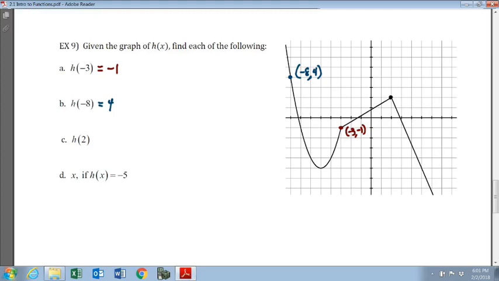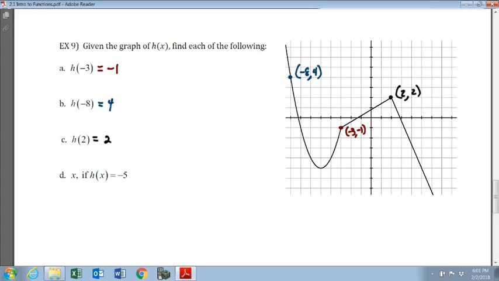Okay, next we have h of 2. This time we are looking where x is 2, which happens right here, and the height of the graph there is 2. Or you can think of it as the point on the graph that has an x value of 2 has a y value of 2. So h of 2 is equal to 2.